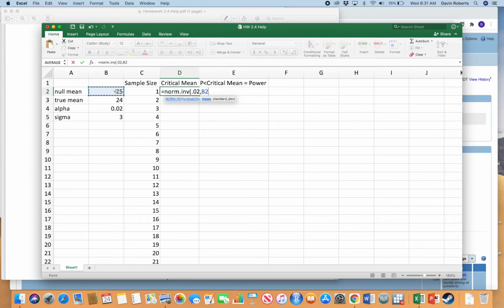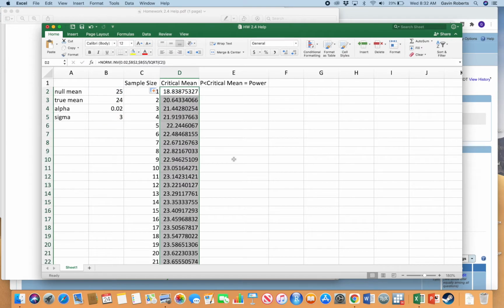So I'm going to click on the null mean, and I'm going to lock that by putting $ signs around it. There's a shortcut for that. It's Command T on a Mac. I'm not sure what it is on Windows. Now my standard deviation, we're thinking about sample means right now, so standard deviation means standard error. Standard error is sigma divided by the square root of our sample size. I'm going to go ahead and lock my population standard deviation because I'm going to drag this formula down. I do not want to lock my sample size though, right?